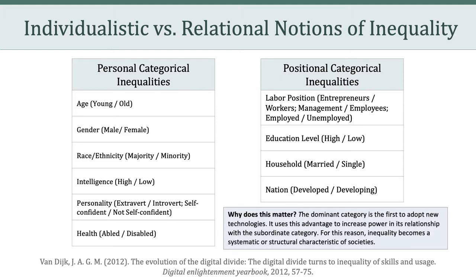So why does this matter? Well, the dominant category is the first to adopt new technologies. And it uses this advantage to increase power in its relationship with the subordinate category. For this reason, inequality becomes a systemic or structural characteristic of societies. And of course, we can think about how this relates to different notions of the digital divide and to issues of fairness and inclusion when we're talking about equity in terms of educational technology.